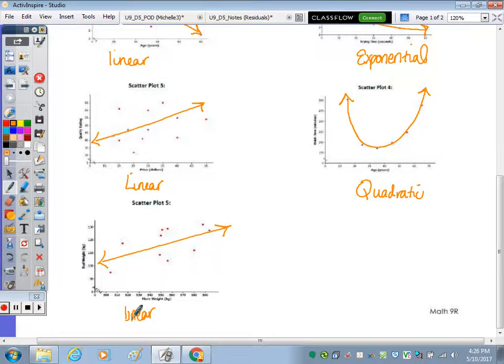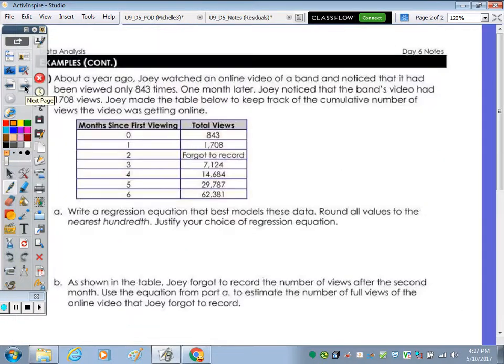As I said, on the back, we're actually going to run some regressions. So about a year ago, number 1, Joey watched an online video of a band and noticed that it had been viewed only 843 times. A month later, Joey noticed that the band's video had 1,708 views. Joey made the table below to keep track of the cumulative number of views the video was getting online.